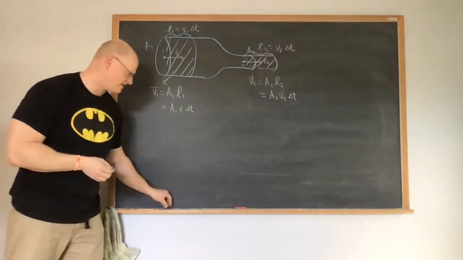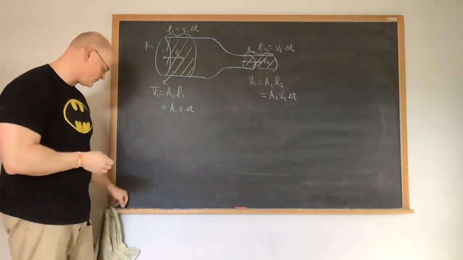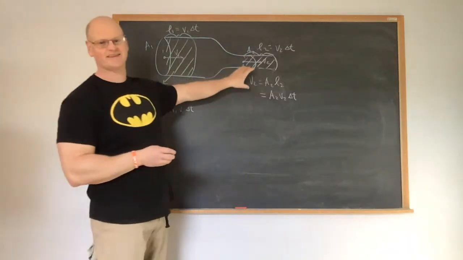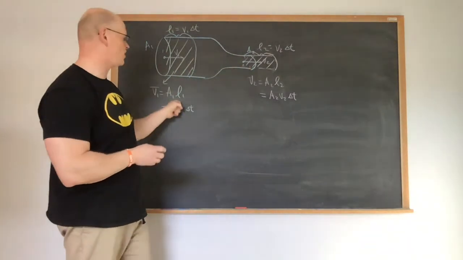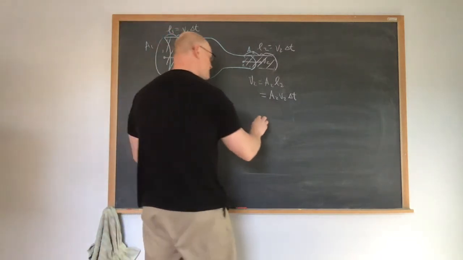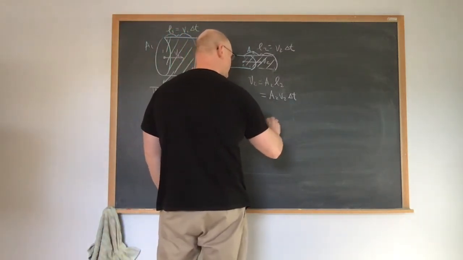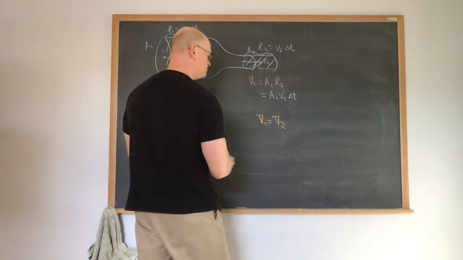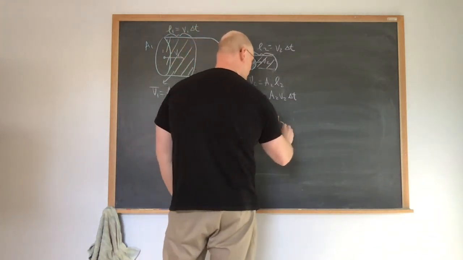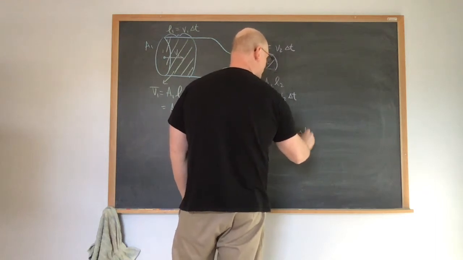Now, here I'm assuming that these are incompressible fluids, which basically means that the amount of volume here has to be exactly the same amount of volume here, as long as these two time frames are exactly the same. So as long as the delta t's are the same, that means that V1 has to be equal to V2, which means that A1 times v1 times delta t must be equal to A2 times v2 times delta t.